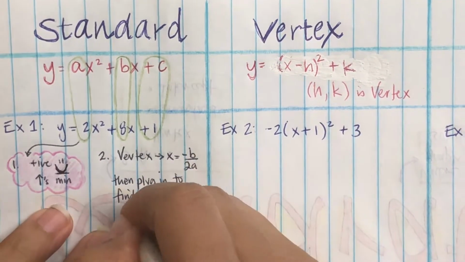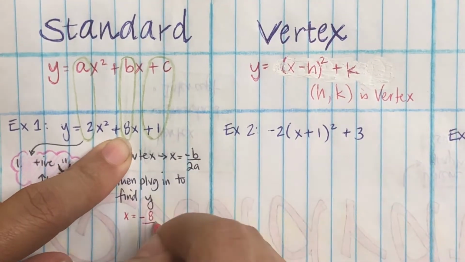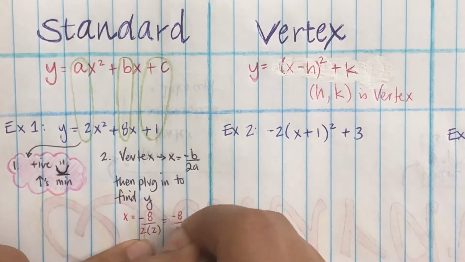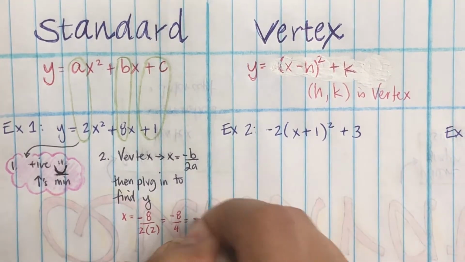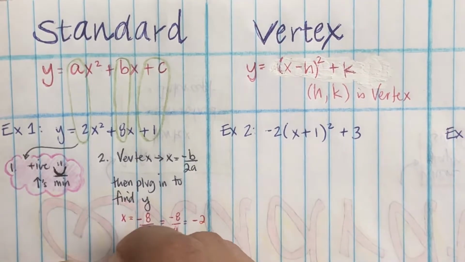So let's go ahead and do it. So x equals negative b. So find b, which is 8. Negative 8 over 2 times a. What's a? 2. Go ahead and simplify that, and you get x is negative 2. Then you're going to plug that back in to find what y is.